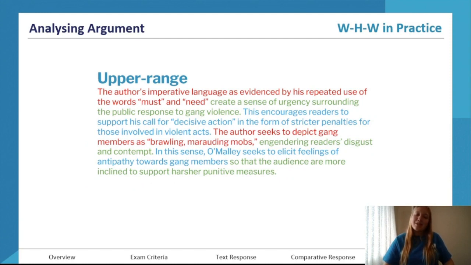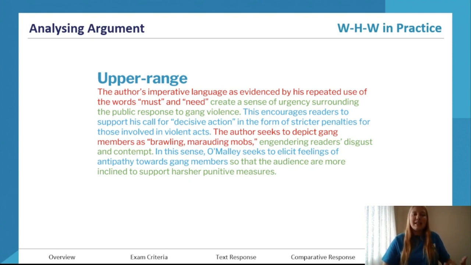Seeing the what, how, why process of analysis put into practice, let's have a look at an upper range response. Again, it's all color coded for you. Red for the what, the evidence, green for the how or the intended effect, and blue for the why. How does it support the argument? The author's imperative language, as evidenced by his repeated use of the words must and need, remembering that repetition itself is also a persuasive language technique, and it's one that students miss, but it's great and easy to use and combine with other evidence.